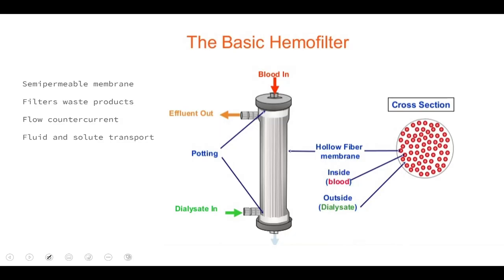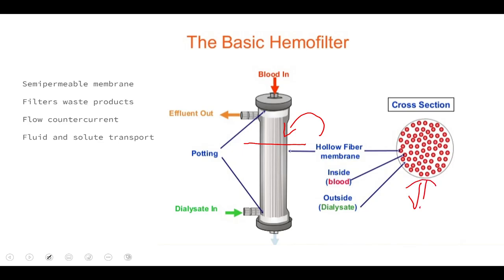So let's take a look at this hemofilter device. It is probably the most important part of the CRRT machine. What it does is it filters waste products by creating a semi-permeable membrane between the dialysate and the blood. So if you take the hemofilter and look at a cross-sectional view of it, if you cut it in half and look at it from top to bottom, this is what you're going to be looking at.